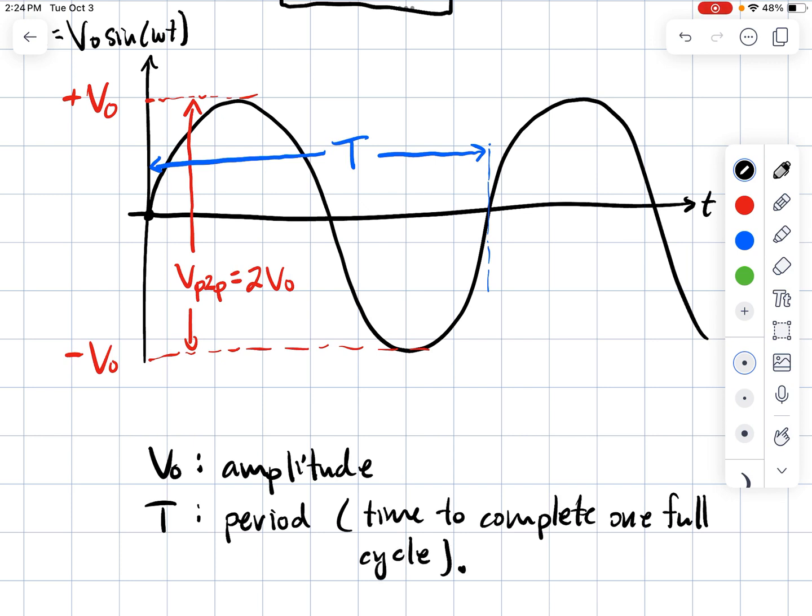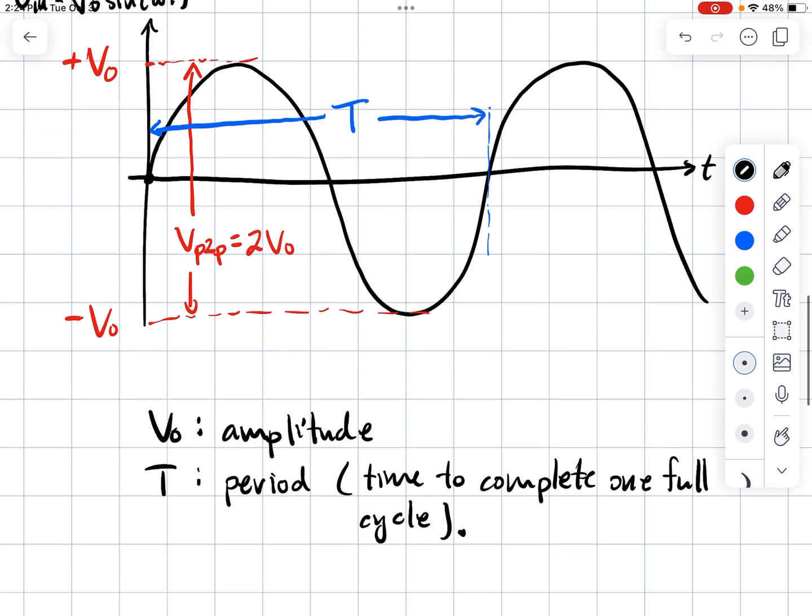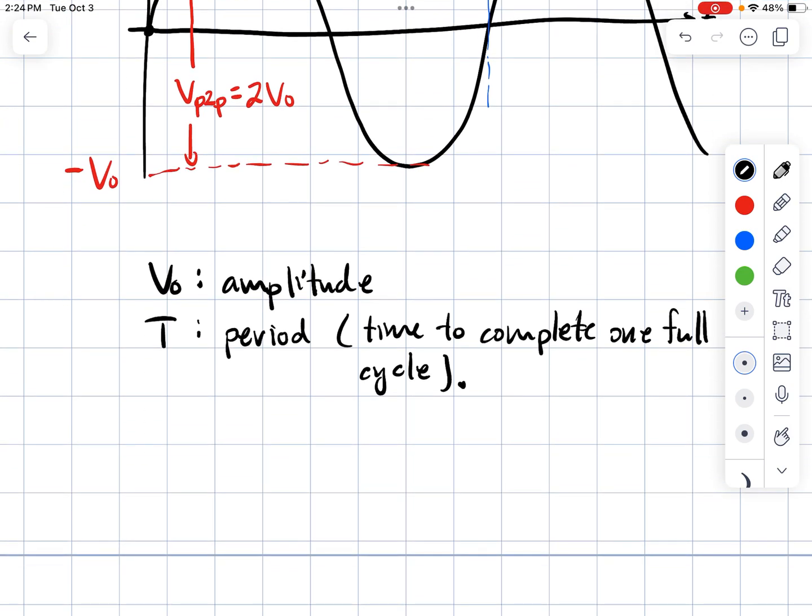Okay, this period can be related to the frequency. So the frequency f is, well, let's write f equals 1 over T is the frequency.